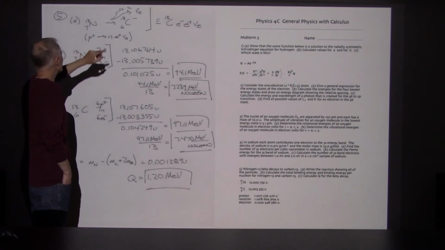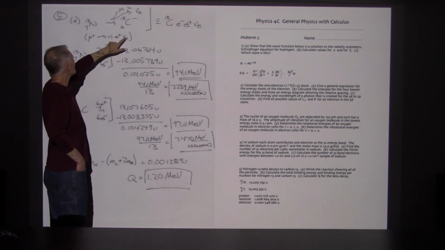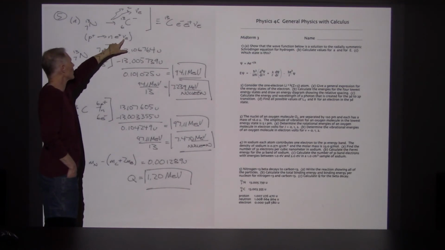Anyway, this is the reaction, and what we did was charge balance. What we said is, let me finish it up. So if this is the antiparticle, then the neutrino is the particle.